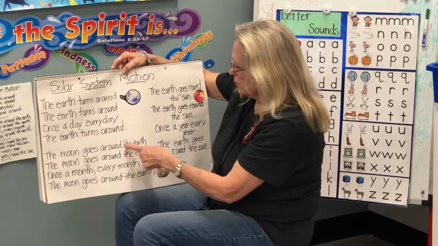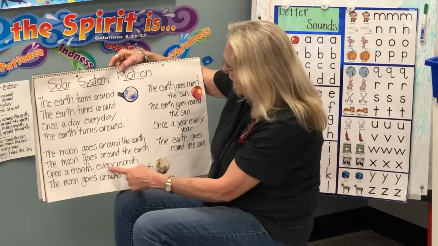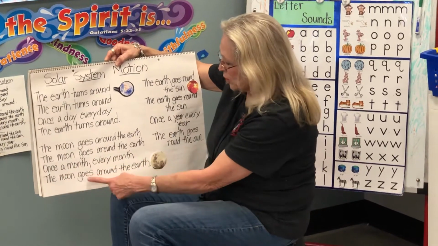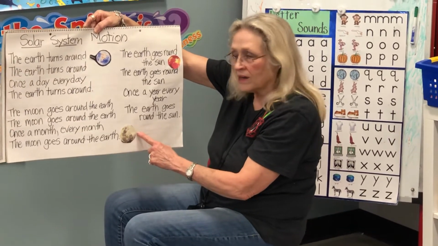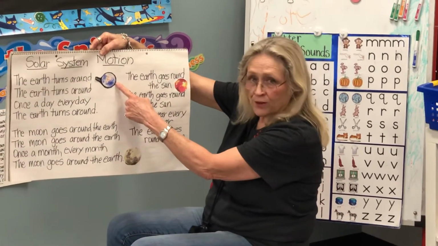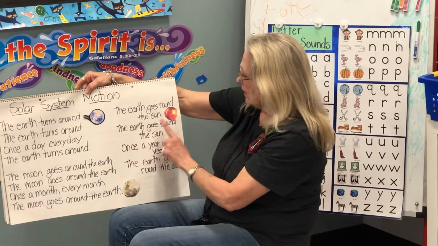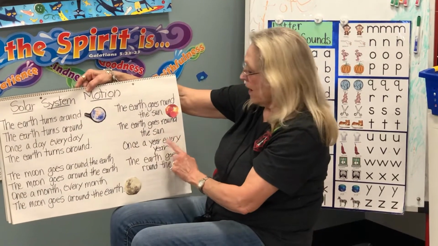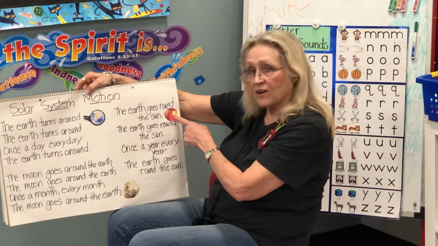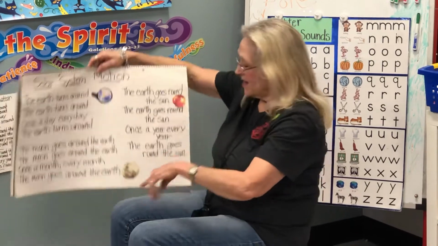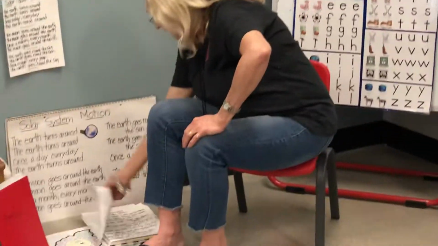The moon goes around the earth, the moon goes around the earth. Once a month, every month, the moon goes around the earth. Here is the moon. Here is the earth. The earth goes round the sun. The earth goes round the sun. Once a year, every year, the earth goes round the sun. Here is the sun. Those are some things in our solar system.